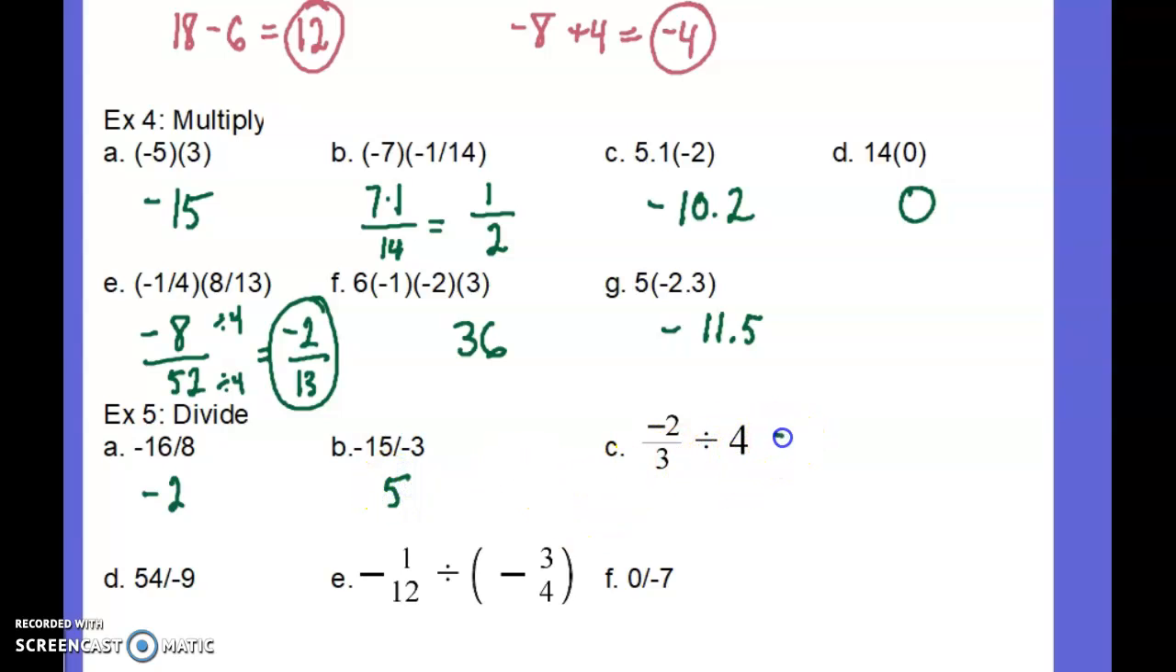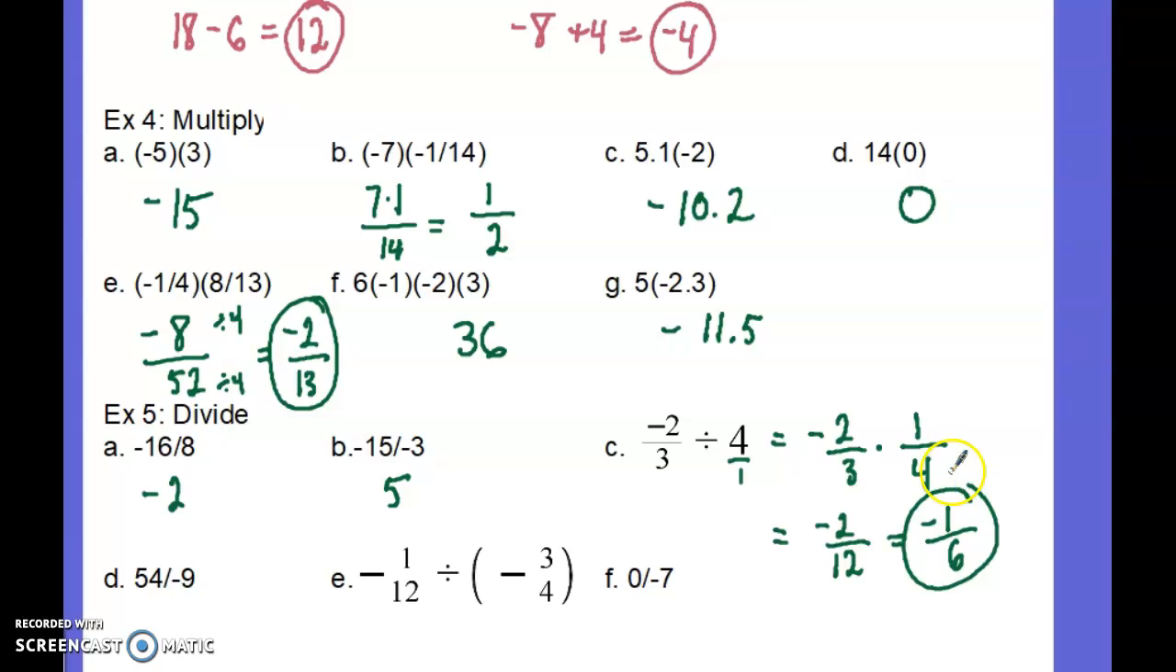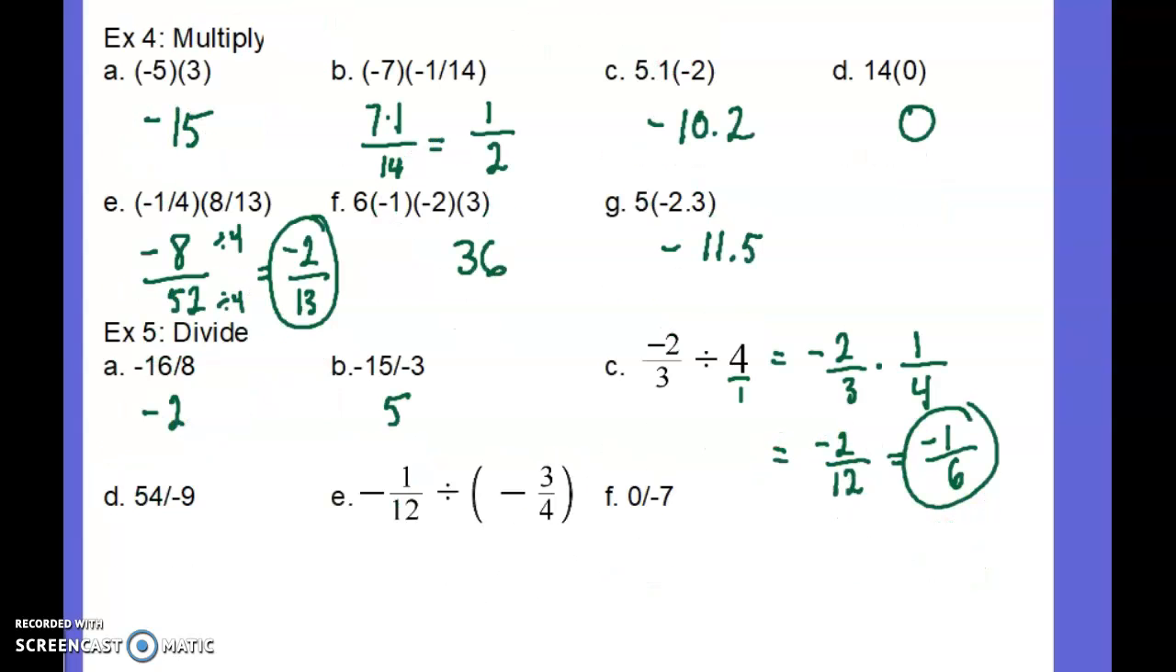Now this one, you might be familiar with the phrase keep, switch, flip. If you divide by a whole number, that's the same thing as multiplying by its reciprocal. Dividing by 4 is the same thing as multiplying by 1/4. And then it might make perfect sense, as I explained earlier, to do numerator with numerator, denominator with denominator, and then reduce that to be -1/6. Again, feel free to use a calculator. Let's see. A positive divided by a negative for letter D is a negative. 54 divided by 9 is 6.